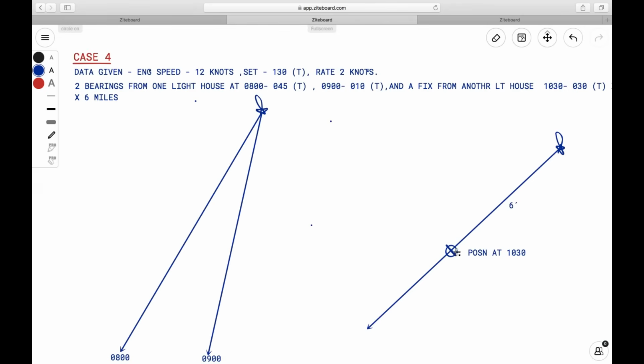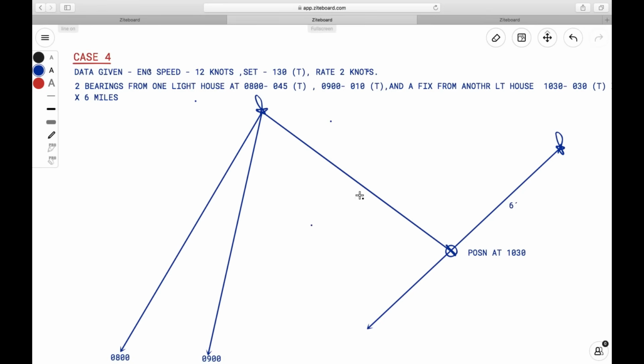So what we can do is that we can make a line from here joining this. So you get the 3 bearings. From this position, there will be some bearing. That will be this bearing. And that time, you can get another bearing from this position to here. This is your position line.